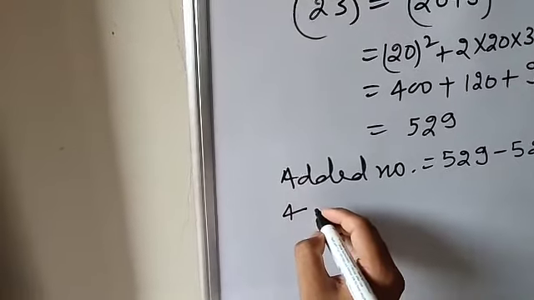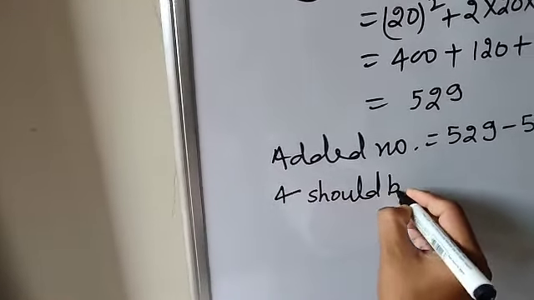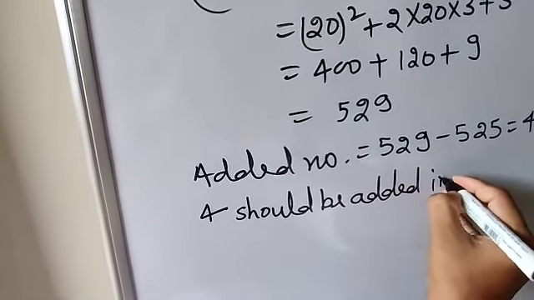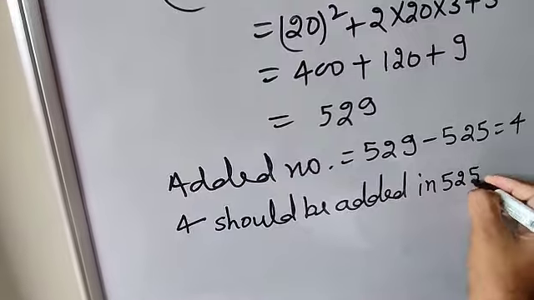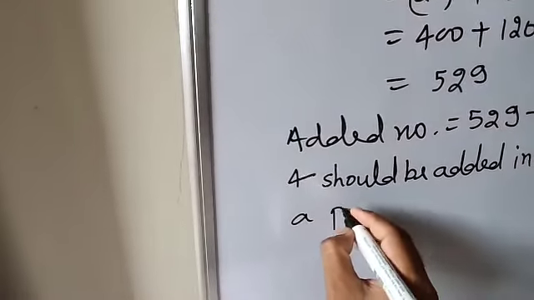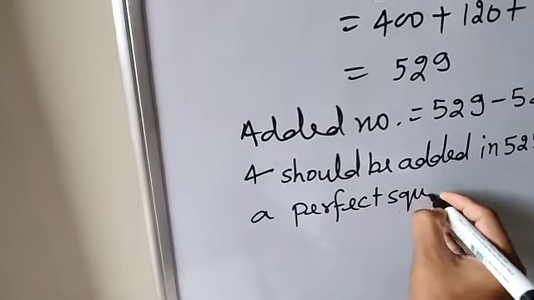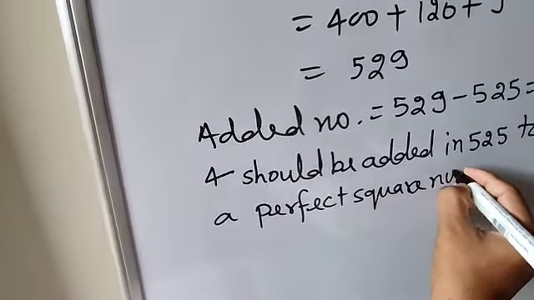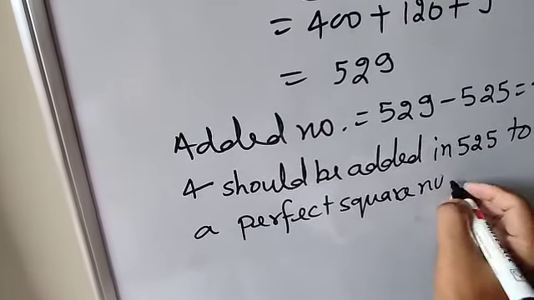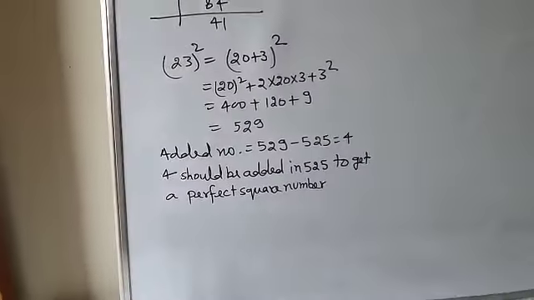4 should be added to 525 to get a perfect square number. So 4 should be added to get a perfect square number.